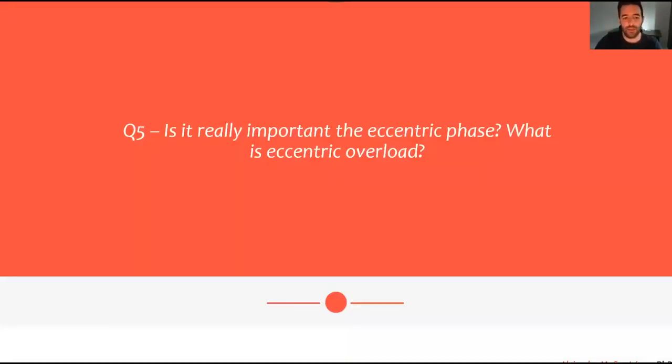And last question is about, is it really important, the eccentric phase? And what is eccentric overload?